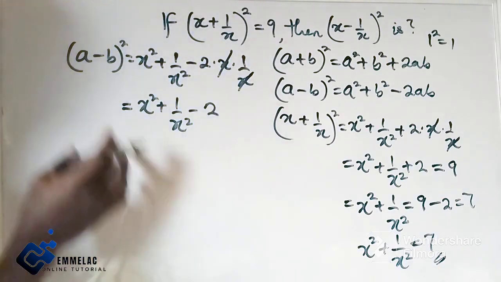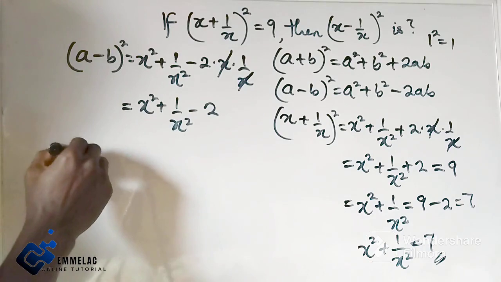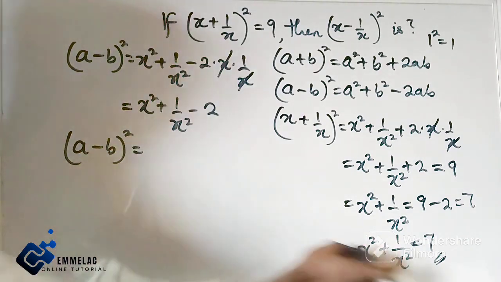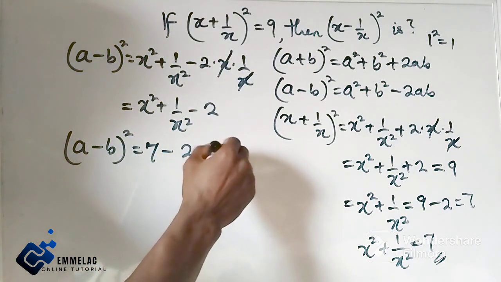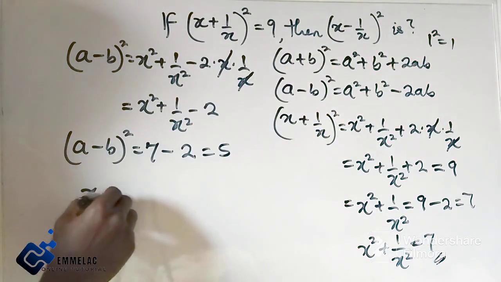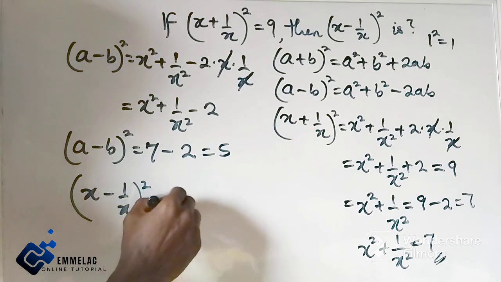is this. So let us now replace this value for this. So our (a minus b) all raised to the power 2 will now be, replacing this for this, 7 minus 2, which equals to what? 5. Therefore (x minus 1 over x) all raised to the power 2 equals 5.